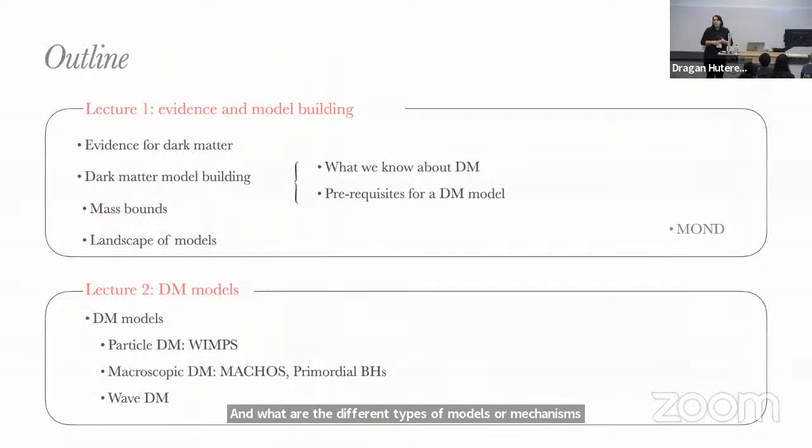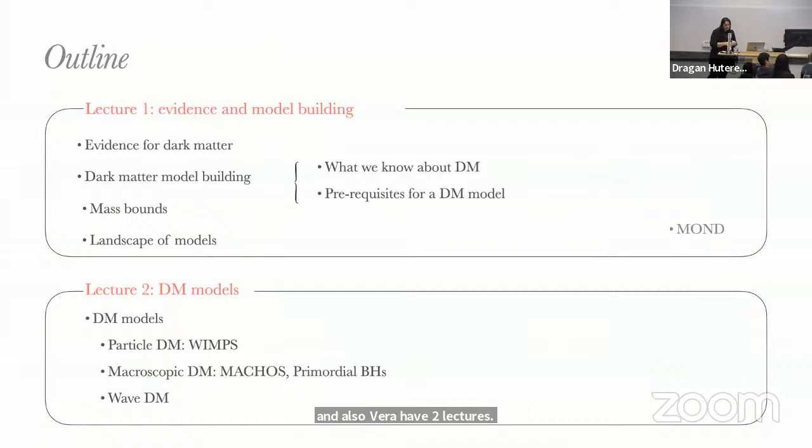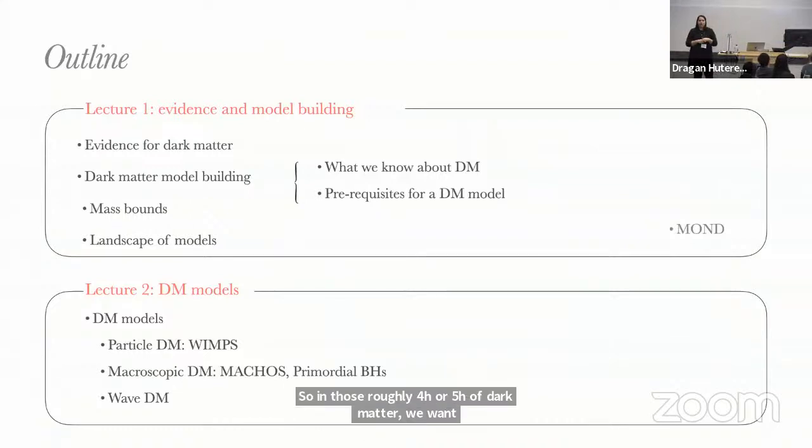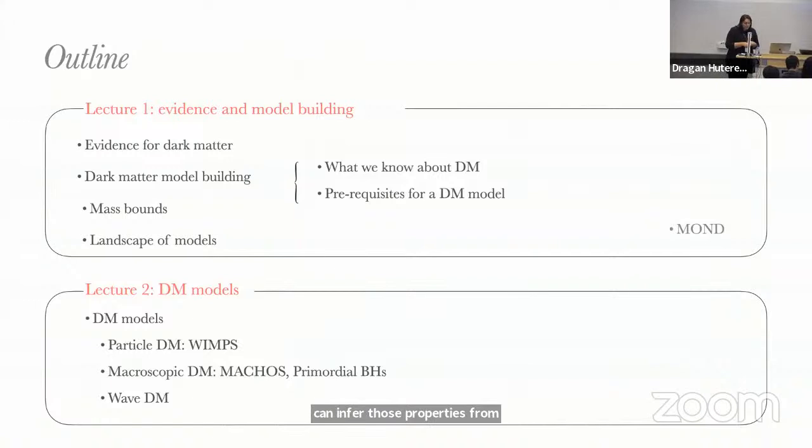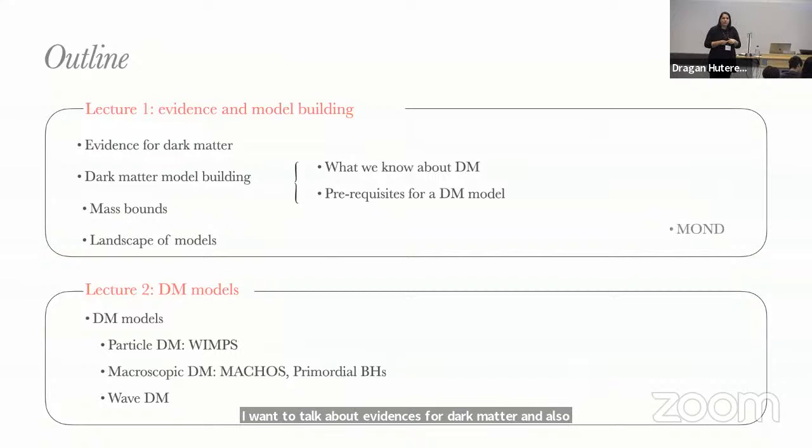So this is the plan for my talk. I'll have two lectures and Vera will also have two lectures. In those roughly 4 or 5 hours of dark matter, we want to give you a general idea of what dark matter can be, what the properties of dark matter are, what the landscape of dark matter models is, and how this will affect cosmological observations or how we can infer those properties from observations. In lecture one, I want to talk about evidence for dark matter and dark matter model building, until we go to the second lecture, where we talk about dark matter models and explore a few of the main models for dark matter.